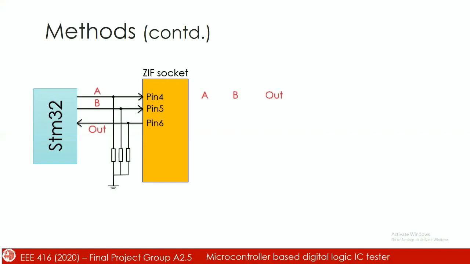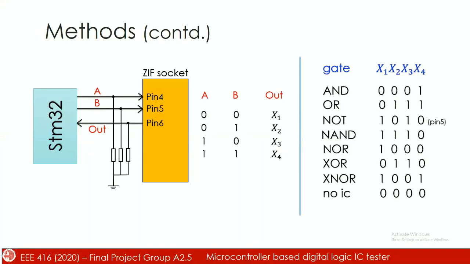If we signify each of these connections, namely A, B, and out, and provide all the available states possible, we can see the output can have sequences x1, x2, x3, x4 based on the gate. For the gates, the outputs x1, x2, x3, x4 will be of this form as shown here. Notice that as the NOT gate has only one input, it will be connected to pin 5. Accordingly, the output shall be 1010. Also, no IC, being pulled down, will have the sequence 0000.